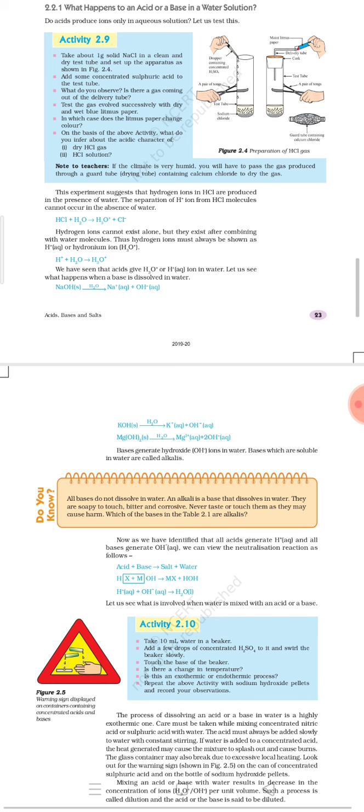Repeat the above activity with sodium hydroxide pellets and record your observation. When you repeat the same activity with sodium hydroxide pellets, that means here instead of using acid you use base, what sort of observation will you get? You will again find that the base of the beaker becomes hot. That means when you are diluting a base, the base of the beaker also becomes hot. That means it is also an example of an exothermic process. So dilution of an acid or dilution of a base, both are examples of an exothermic process.